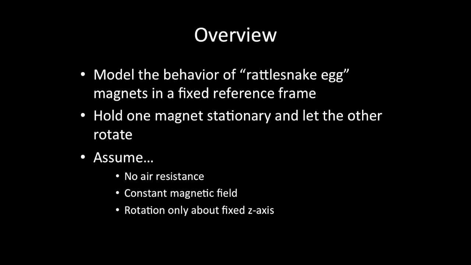Our project involves modeling the behavior of rattlesnake egg magnets in a fixed reference frame. We do this by holding one magnet fixed and modeling the rotation and oscillations of the other magnet. The assumptions we make for our project are no air resistance, a constant magnetic field, and rotation only about a fixed z-axis. The following situation is a basis for our project.